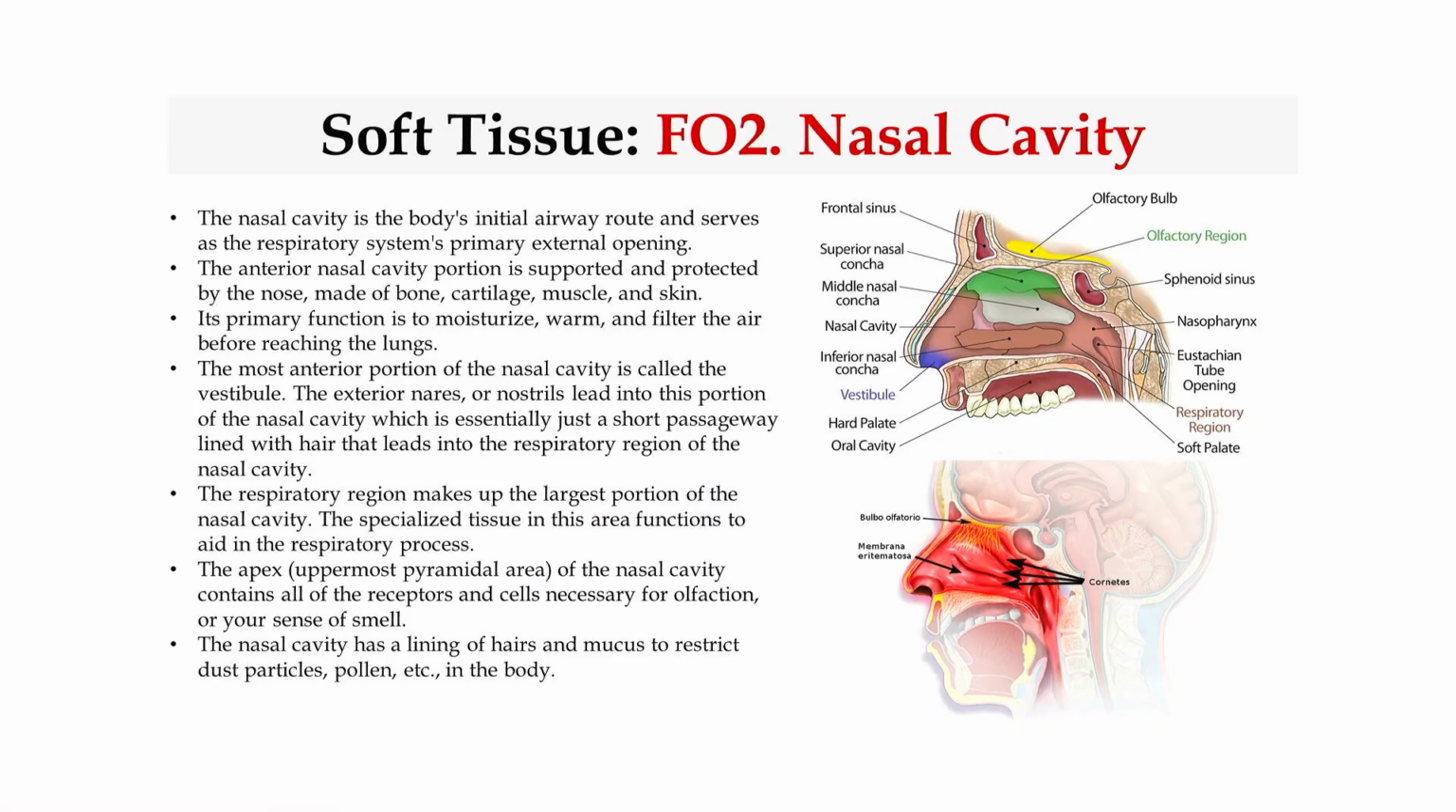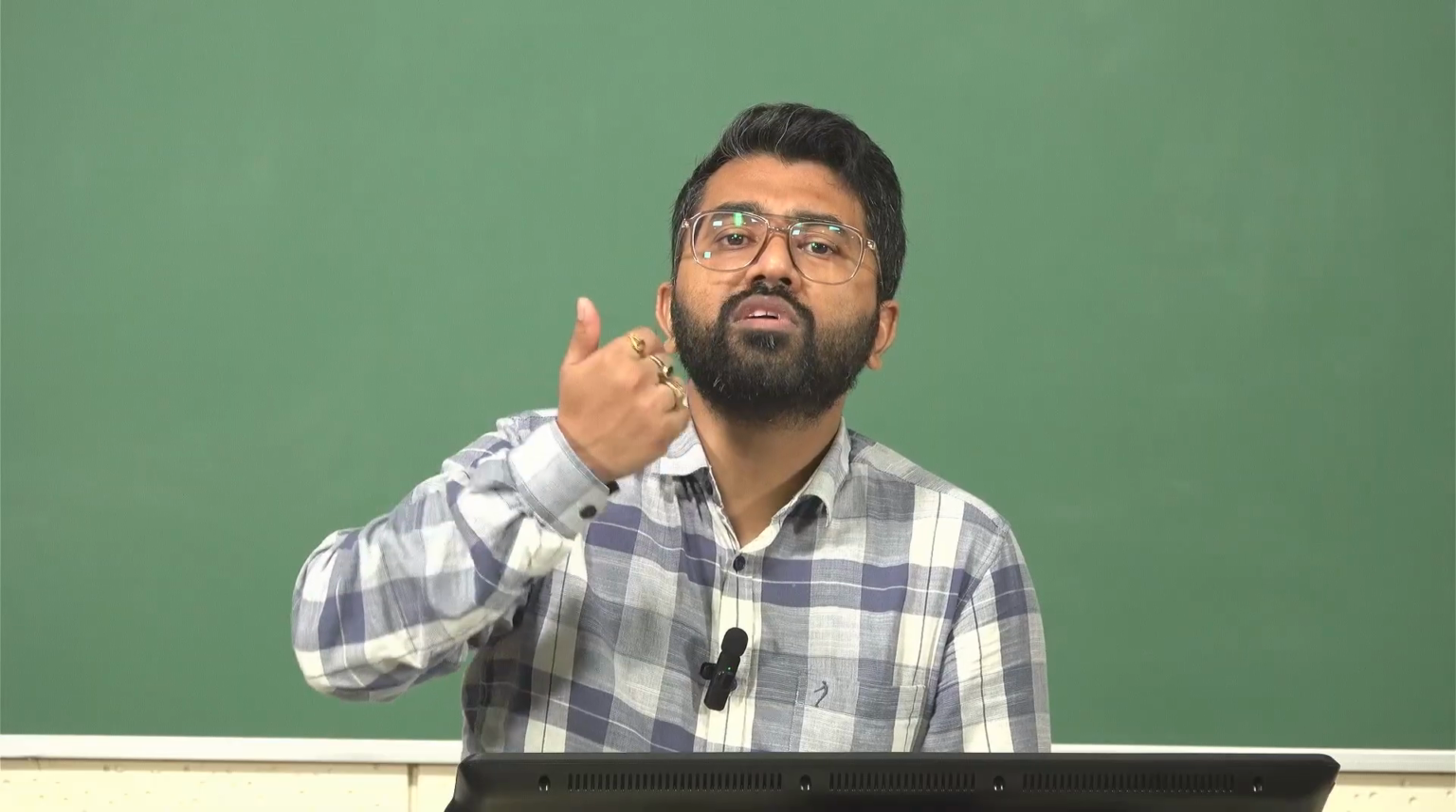Its primary function is to moisturize, warm, and filter the air before reaching the lungs. So that's the main aspect of the nose, right? The most anterior portion of the nasal cavity is called the vestibule, right? The exterior nares or nostrils lead into this portion of the nasal cavity, which is essentially just a short passageway lined with hair that leads into the respiratory region of the nasal cavity. So we have these nasal hairs, and they're there for a reason, right? They filter the air and take care of the dust and mucus, which filters out the dust and other things before the air reaches the lungs, right?